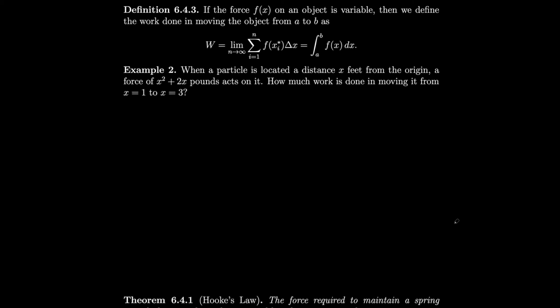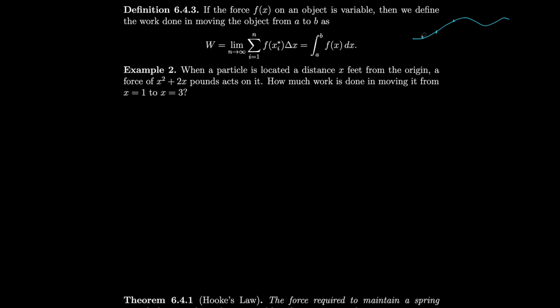If the force f of x on an object is variable, then we define the work done in moving the object from A to B as the limit of the sum of the force times distance values. So basically, we have force as some variable function, and we would like to know what the work done is, so we have to multiply it by distance, but it's different at every single point. So we can't just multiply a single constant force.